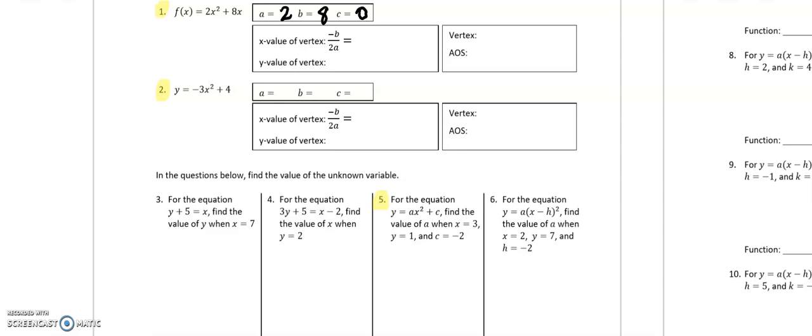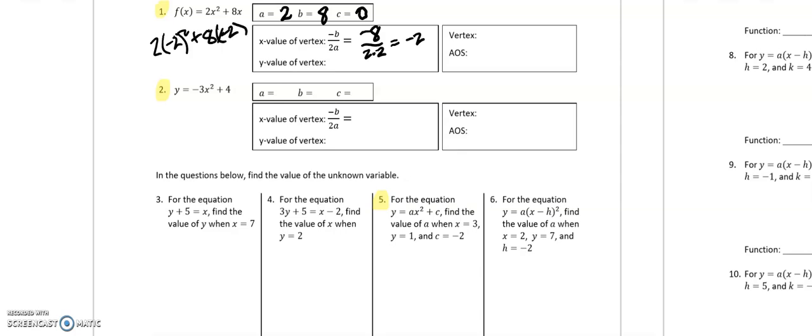So we're going to find the vertex using our vertex formula, negative b over 2a, so I'm going to plug in b and a. When I plug in 8, it becomes negative 8 over 2 times a, so that's 2 times 2, which is 4. So negative 8 divided by 4 is negative 2. That's the x value of my vertex, and then I'm going to plug that back in for x right here to find my y value.